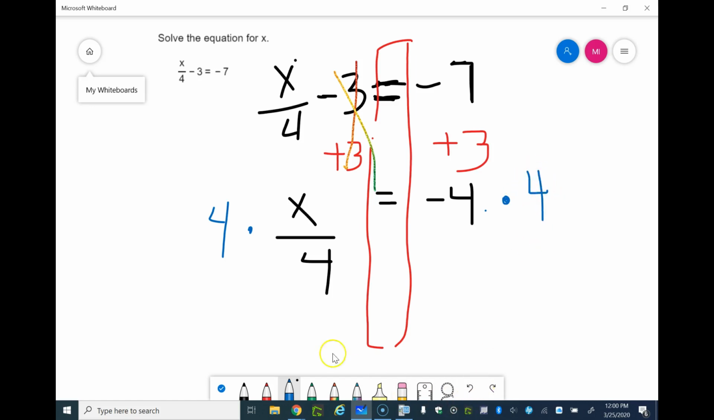So put my little dot for multiplication. That way, this one cancels out with this one. And then the only thing left over on this side of the wall is just my x. Remember, that's us. We want to be alone. Over here, -4 times 4 gives us negative 16.